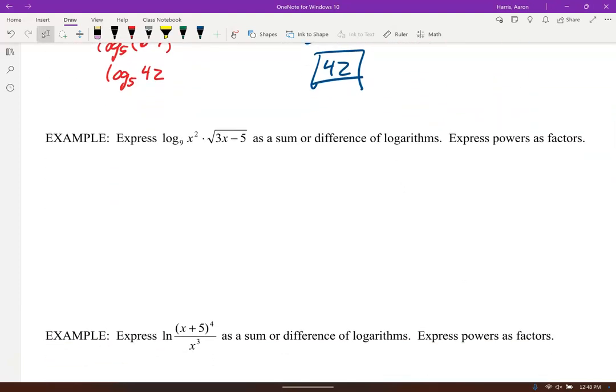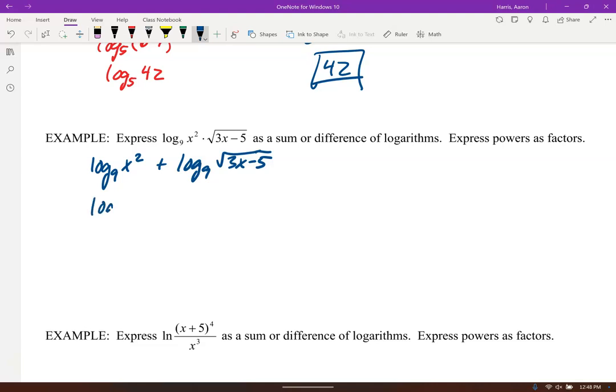Now what we're going to do here is expand the single logarithmic expression. Right now it's log base 9 of x squared times the square root of 3x minus 5. So I'm going to use the product property and expand it. I can go plus, because this is true for logarithms. I can see that I have that multiplied between them, so I can split those up into two separate logarithmic expressions.